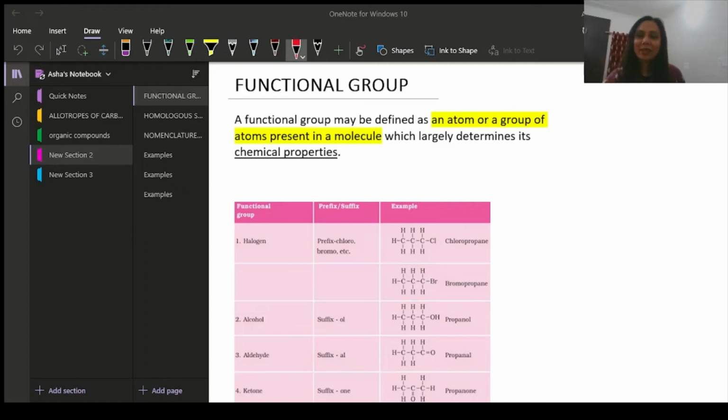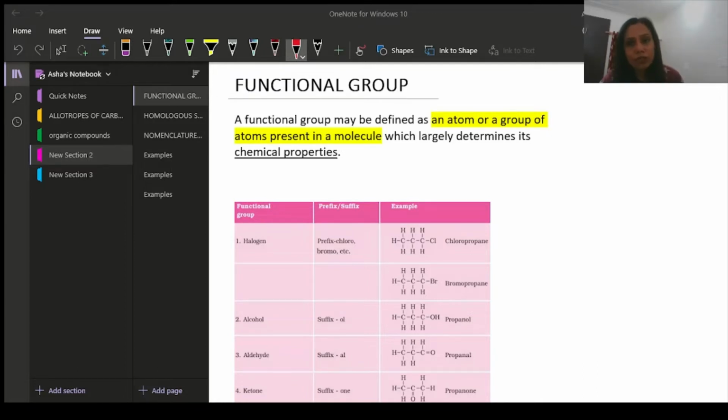Hey everyone, welcome back to another session of carbon and its compound. In the previous session, we have already understood a little bit about carbon, its allotropes, organic compounds and hydrocarbons. We have also understood in detail about alkanes, alkenes and alkynes. In today's session, we are going to move ahead in the chapter and I will start with functional group.